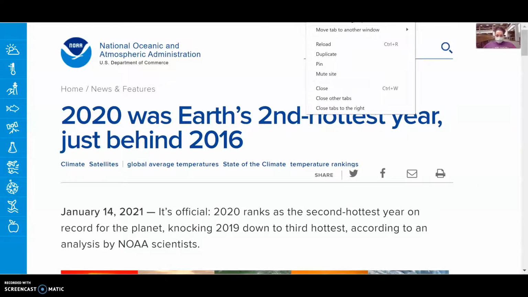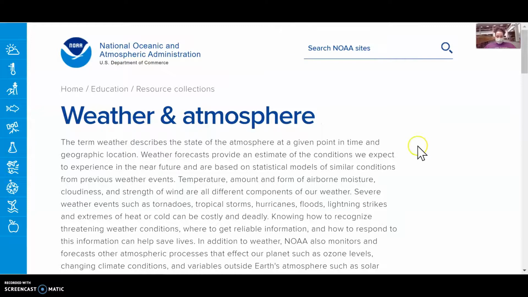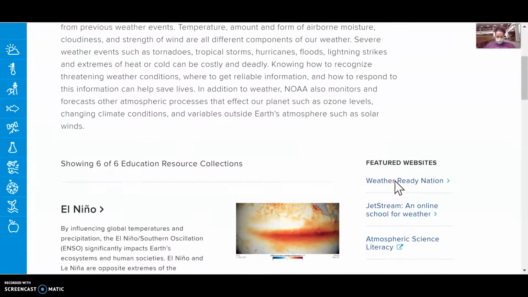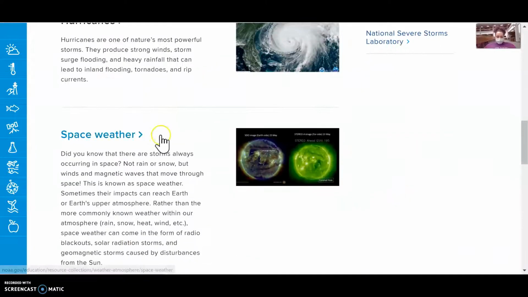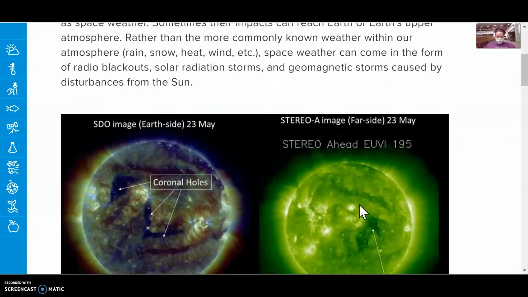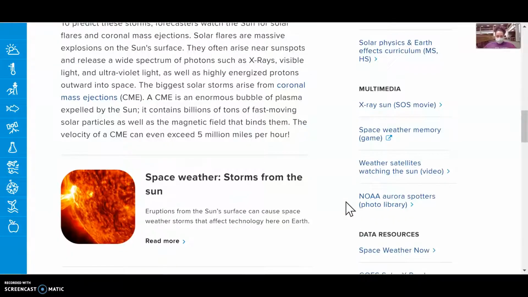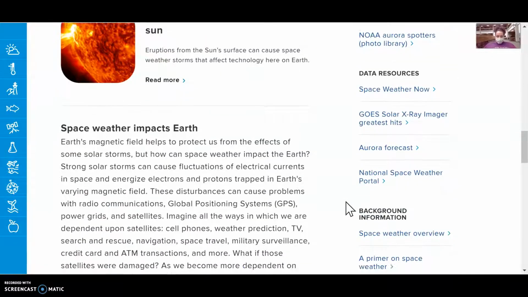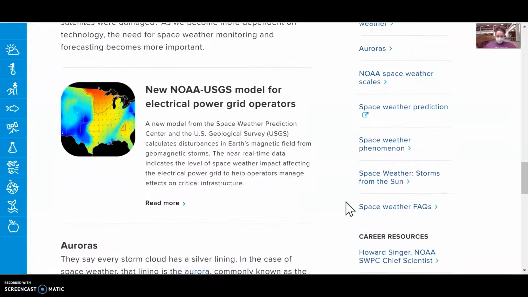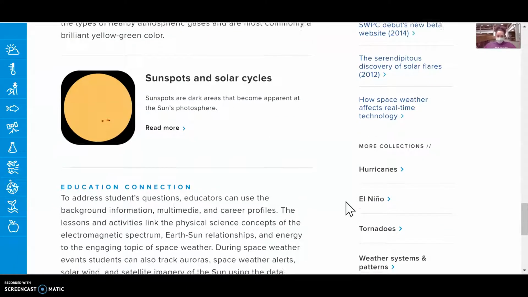And then the last one, this one was from, again, the weather tab over here on the left, and I really liked it because it was weather and atmosphere. And as you scroll down, right here, it's space weather. And so if you click this, it takes you into talking about weather in space and being able to relate that back to the different things you would be learning about the atmosphere and things like that.